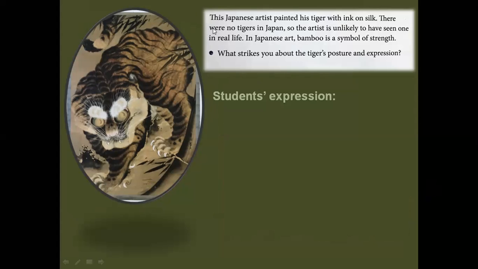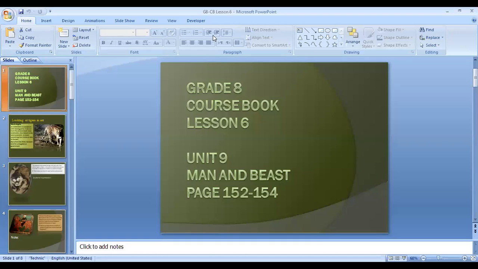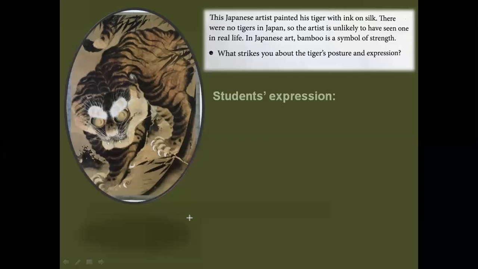Ink and silk, okay? They draw it on the silk with ink. There were no tigers in Japan, of course. It doesn't exist in Japan. So the artist, unlike what we have seen in real life, drew this tiger through his imagination.